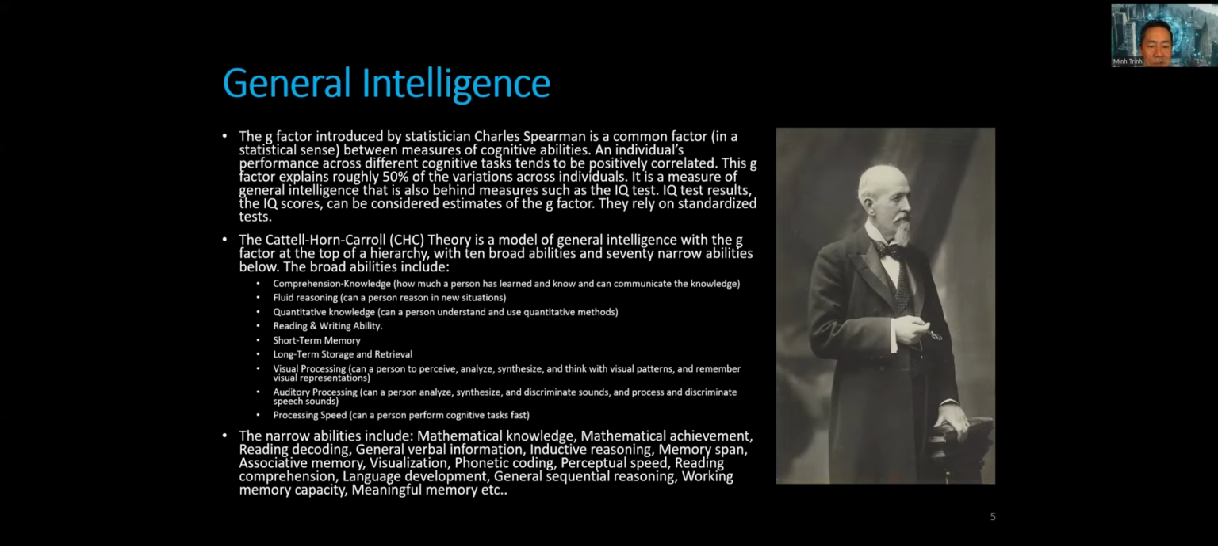And this explains roughly 50% of variation across individuals. So there's something in common, right? There's some G factor or smart factor that seems to make someone smart across all the tasks, right? It's not 100% correlation, but if someone has a high G factor, they tend to, on average, do better across all the cognitive tasks. If your G factor was low, you tend to do poorly across all the tasks, right?